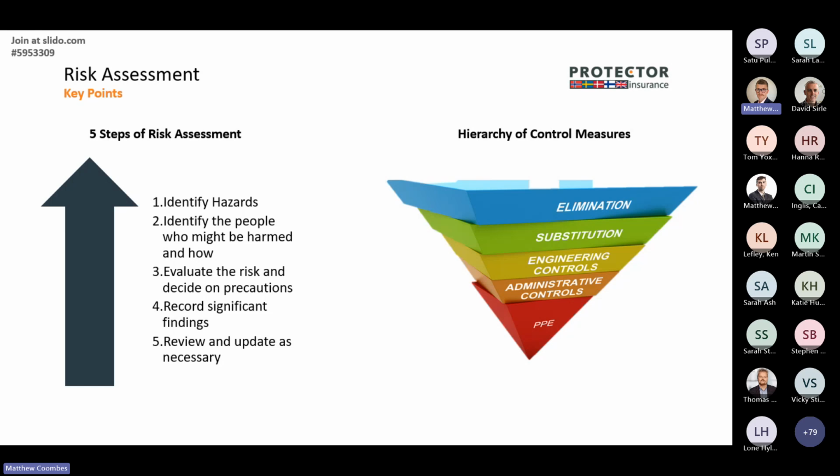And then by systematically applying all of these controls, starting with the elimination, working down to the final PPE, we should be able to significantly reduce the risk of slips, trips and falls in the workplace, with each layer of control adding that additional level of protection and ensuring that any hazards are minimized as much as they can be.